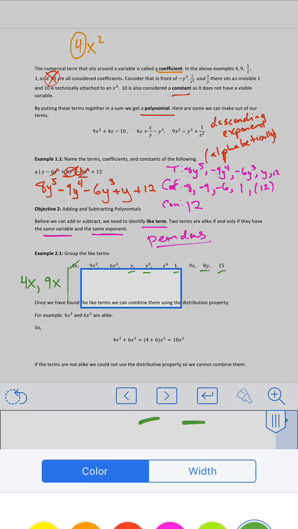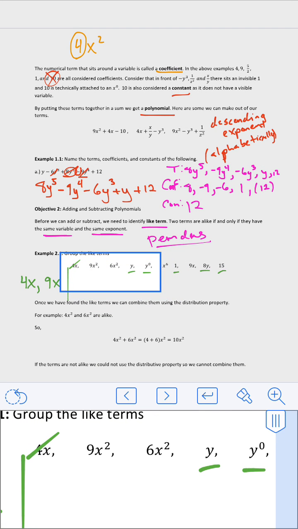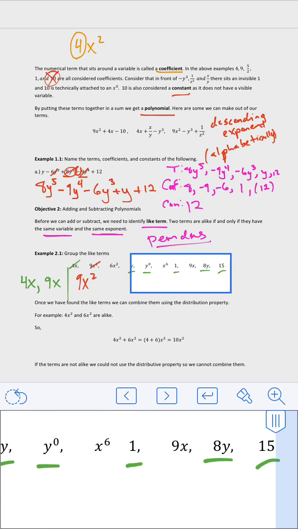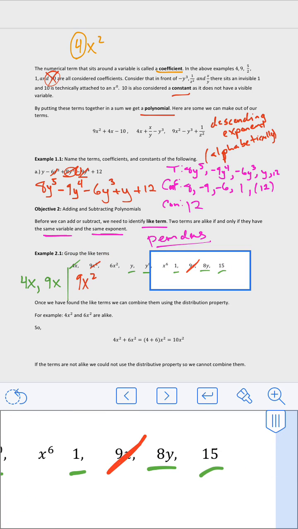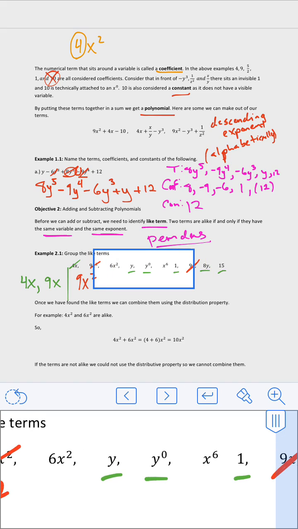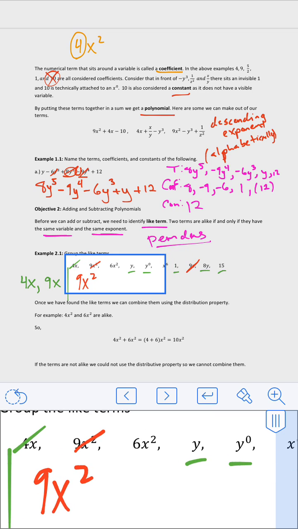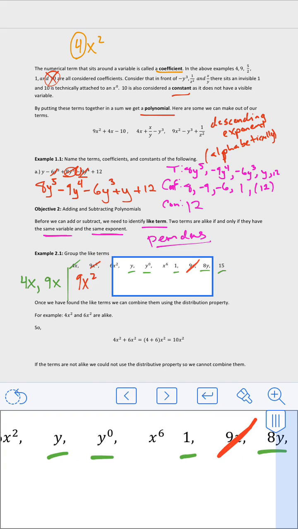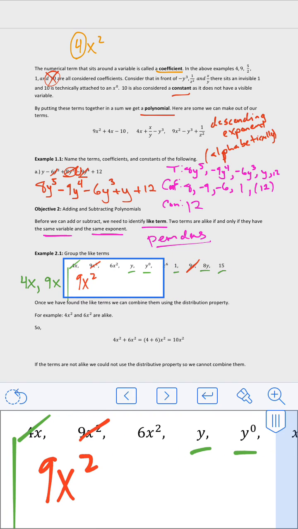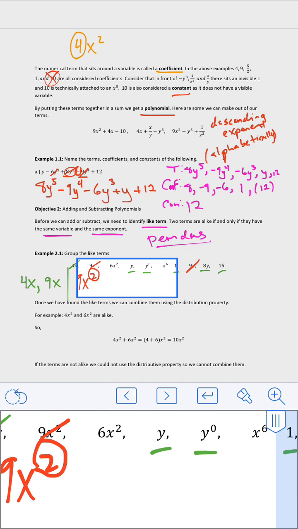Do this one together. Let's do 9x squared. Who would match up with that? Well, again, my choices would just be from the x's. I know it's not that one because I just used that one. It's not the same exponent. So I have to have the same exponent and the same variable. So the same variable would be an x. So my choices are 6x squared or x to the sixth. The same as this exponent would be 6x squared. So those two go together. Cool.